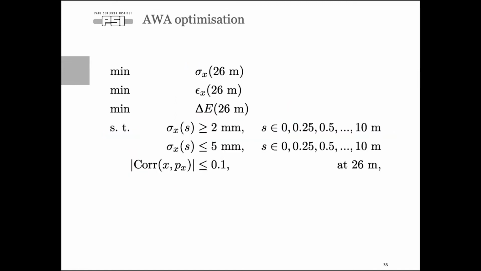Okay, and the optimization problems we are looking at are the following two. So for the AWA optimization, we want to minimize the beam parameters, beam size, emittance, and energy spread of the beam at the place where the experiment takes place, so at 26 meters. This was an optimization that was required for a pilot experiment performed in 2020 regarding a new scheme for electron cooling. And in addition, there are some constraints at multiple positions along the accelerator.